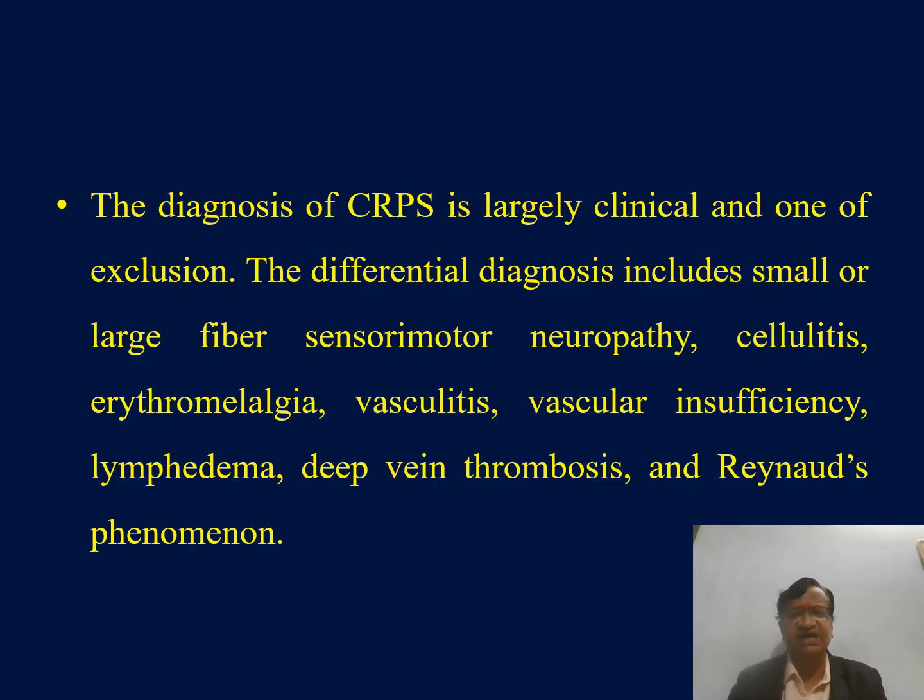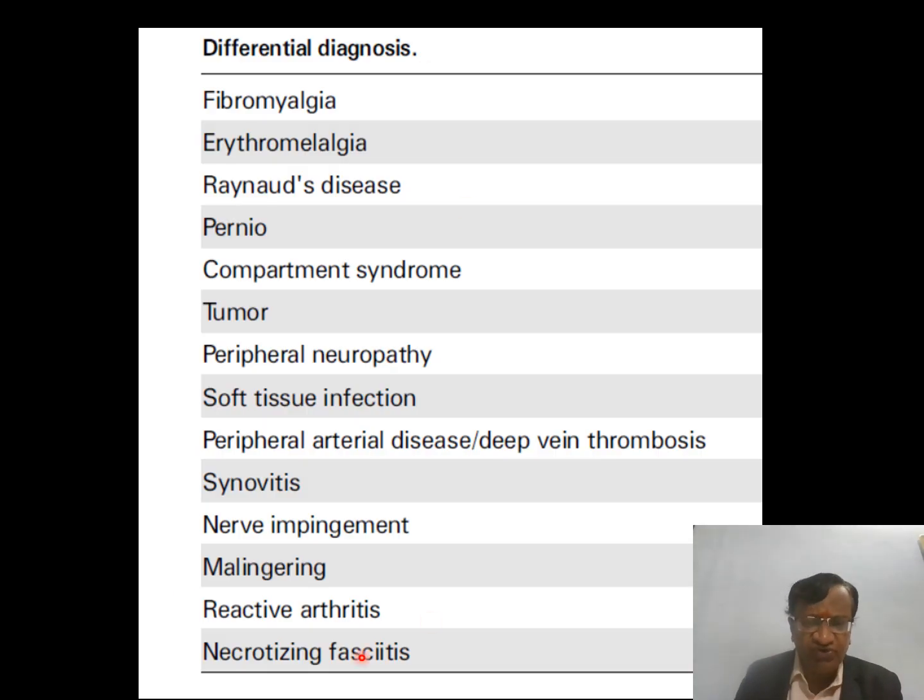The diagnosis of CRPS is largely clinical, one of exclusion. There may be cellulitis, there may be vascular problems, there may be severe neuropathy, there may be DVT, there may be lymph node problems. So, Raynaud's in the differential diagnosis, it is a diagnosis of exclusion. There are so many other things. There may be simple polyarthritis. You can have arthritis here and swelling here, or here and here.